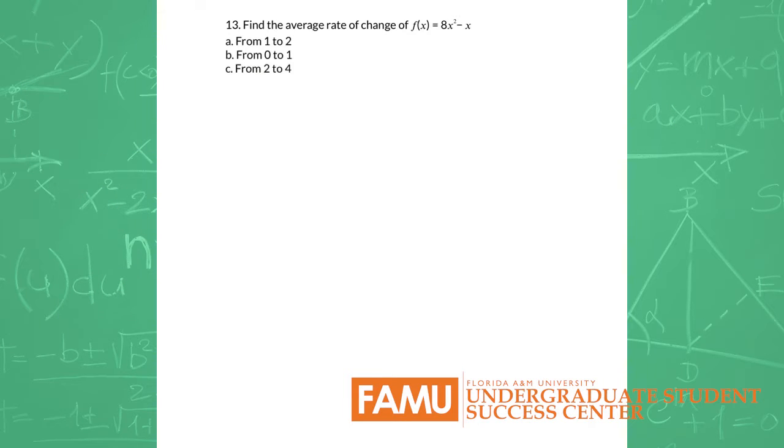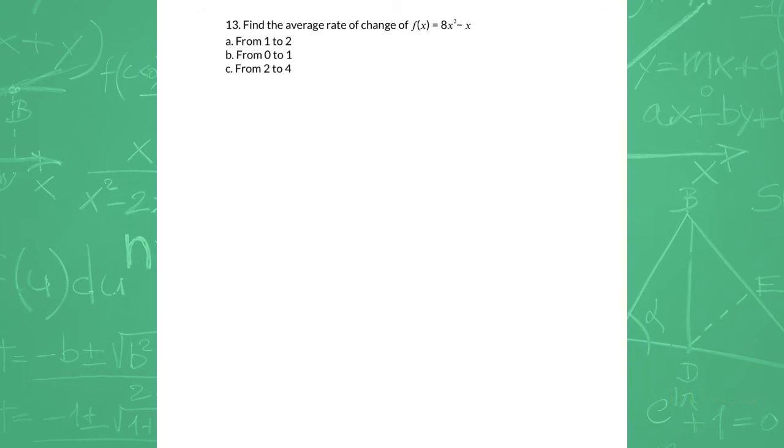Number 13. Find the average rate of change if f of x is equal to 8x squared minus x. So the average rate of change of a function over an interval is the total change of the function's outputs over the total change of the inputs. So the formula for the average rate of change of a function over the interval that goes from a to b is f of b minus f of a over b minus a.